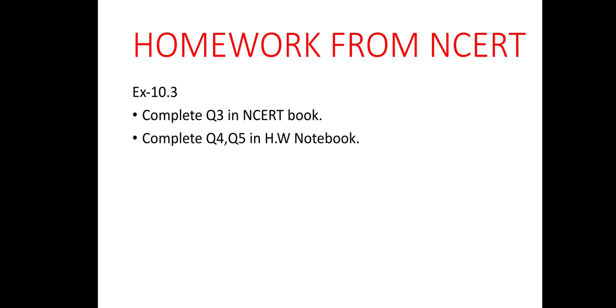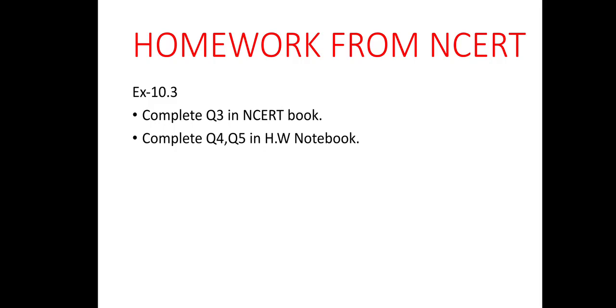A prism whose base and top are congruent triangles and lateral faces are rectangles. In the definition we have studied that lateral faces are parallelograms, and here I am saying that lateral faces are rectangles. So rectangle is a type of parallelogram, so it is fulfilling the definition of prism. A prism whose base and top are congruent triangles and lateral faces are rectangles is called a triangular prism.